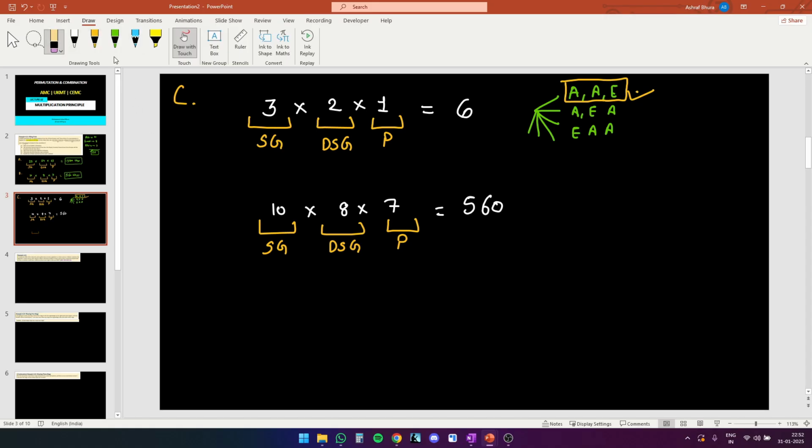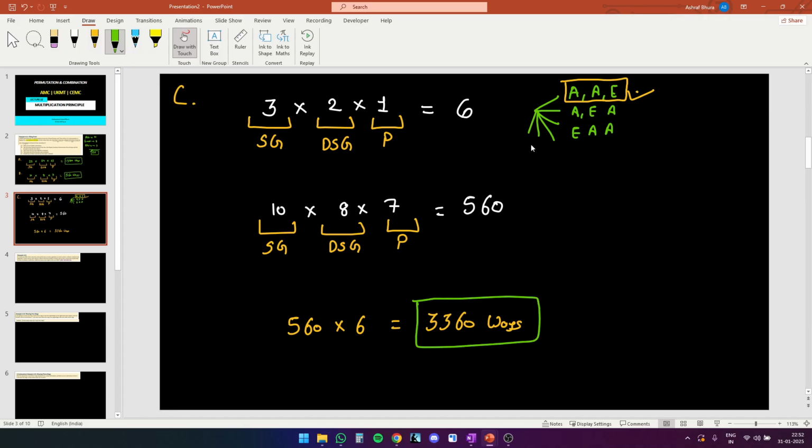So the answer becomes 560 times 6, which equals 3360 ways. First we are selecting the continent and then we are selecting the people based on that continent. So 6 choices for selecting the continent and 560 choices after selecting the continent for the different positions.